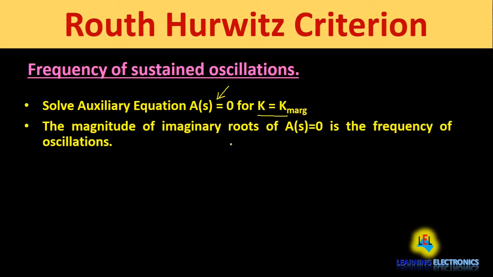Second, the magnitude of the imaginary roots of auxiliary equation A(s) is equal to 0 is the frequency of oscillations or frequency of sustained oscillations. I have already taught you that the roots of characteristic equation are represented by sigma plus minus j omega n. So here imaginary part is omega n. So omega n is called the frequency of sustained oscillations or frequency of oscillations. So when we compare the final result of roots from this equation, we can find out the frequency of sustained oscillation. Now to understand this method, let us solve one problem.